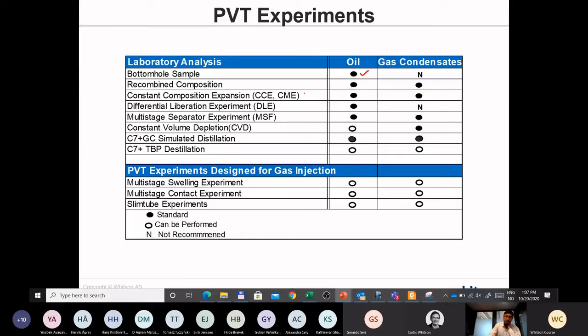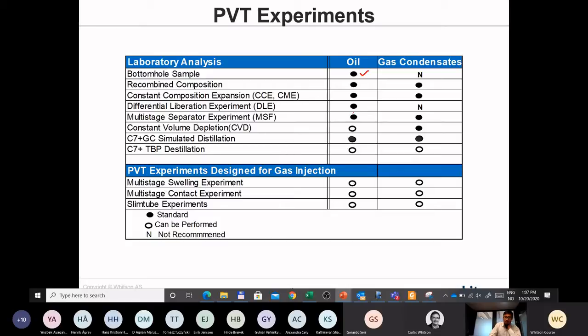We have the CCE or CME experiments. These are generally done for all types of fluids, whether oil or gas condensate. That's generally the first experiment you do, because you need to know the saturation pressure. Other experiments like DLE or CVD tests generally start from the saturation pressure.